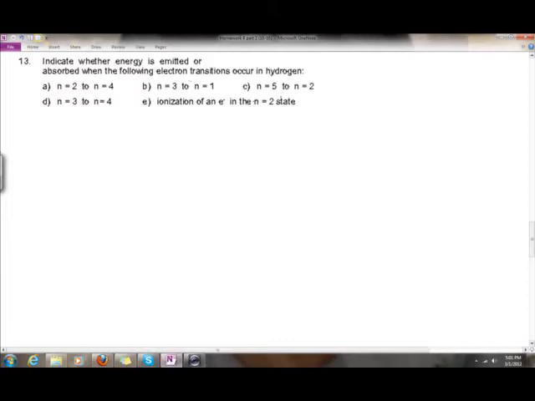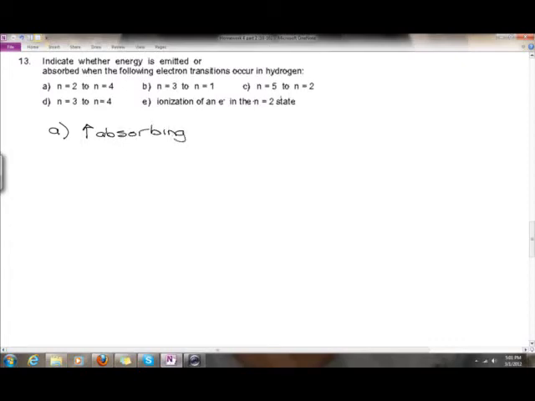So if an electron is promoted from a lower to a higher energy level, a quantity of energy must be absorbed. So in each one, just look at which is the higher energy level. For example, let's just do number A and number E. N equal to 2 and N equal to 4. So it's going from a lower energy level to a higher one. That means that it's absorbing.